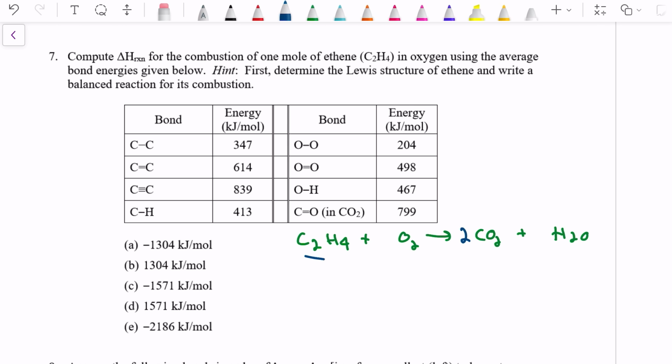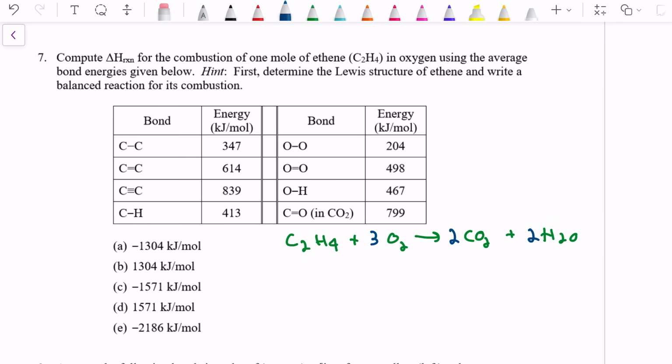I have 2 carbons on the left, so I'm going to put a 2 in front of the CO2. I have 4 hydrogens on the left, so I'm going to put a 2 in front of this. That gives me 4 plus 2 oxygens on the right, so I have 6 oxygens on the right. I'm going to put a 3 to get 6 oxygens on the left. Okay.